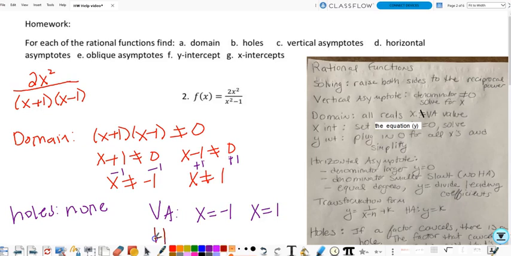For horizontal asymptotes, I look at my degrees, look at my exponents. They're equal again, so I divide the leading coefficients. It's y equals 2. So that means there's no slant asymptote, no oblique asymptote.